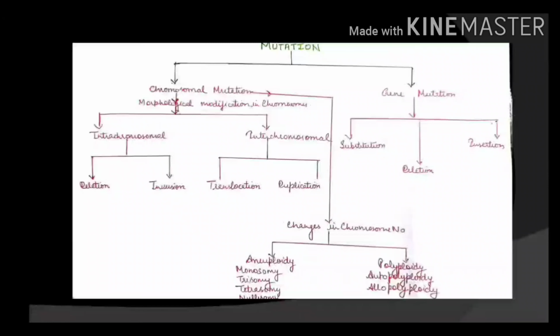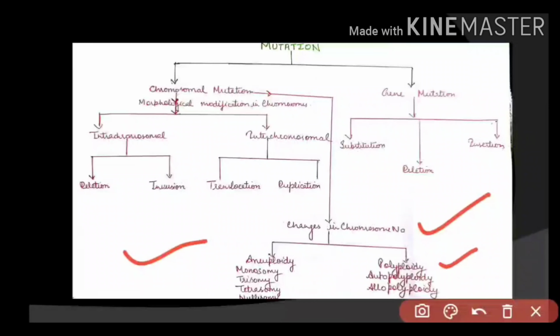If we talk about changes in the number of chromosomes, it occurs in two ways: aneuploidy and polyploidy. In aneuploidy, either one, two or three chromosomes are added or deleted. If we talk about polyploidy, in this, the whole set of chromosomes gets changed.